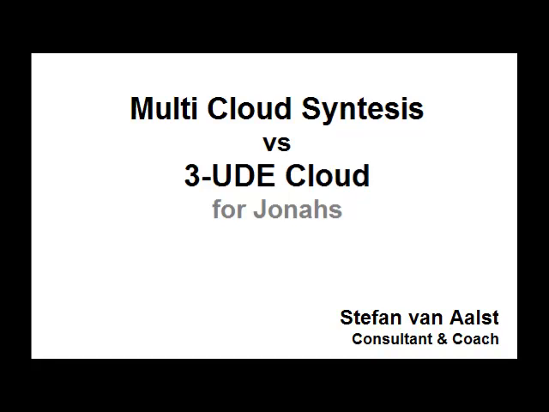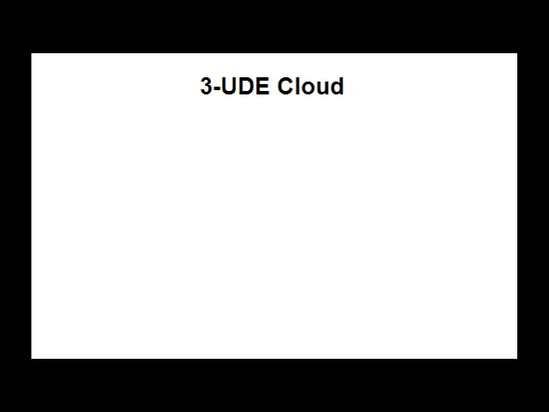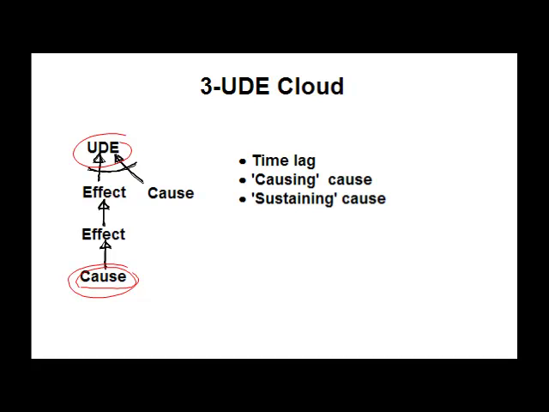I'm consultant and coach. Today's subject for Jonah is the multi-cloud synthesis versus the 3 UDE Cloud. Starting with the 3 UDE Cloud, which is the most known. The 3 UDE Cloud assumes a cause and effect relationship between a cause and a UDE. Of course, there's a time lag between a cause and the actual effect, which can be a UDE. And always must be taken into account that although there was once a causing cause for the actual effect, it might no longer play an important role in keeping the effect, the UDE, in place.